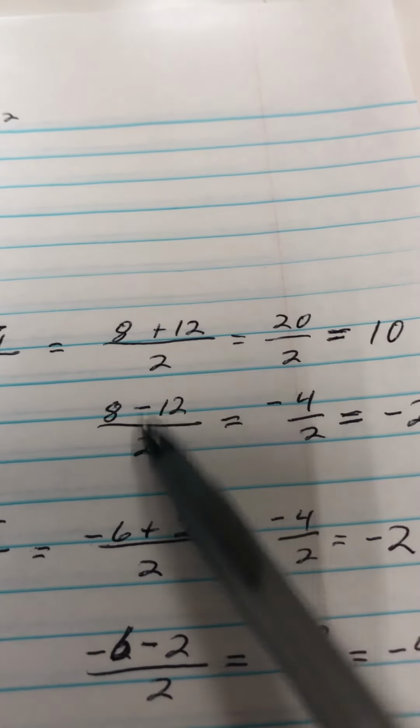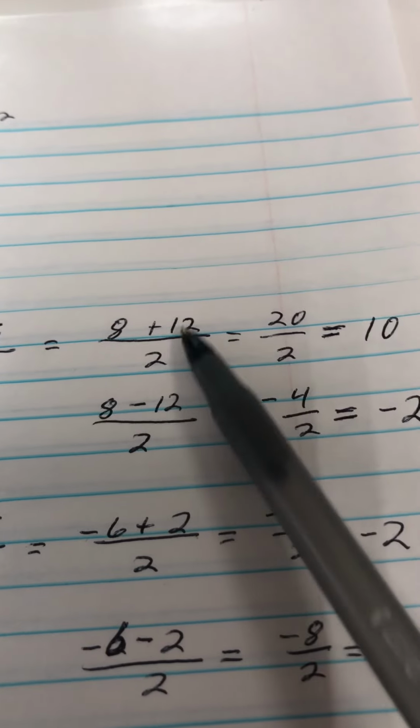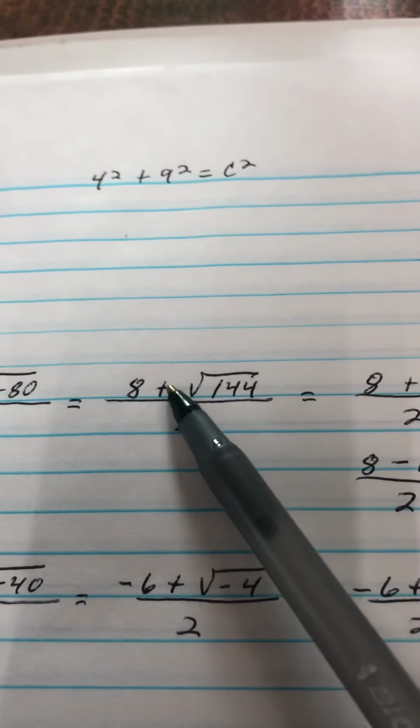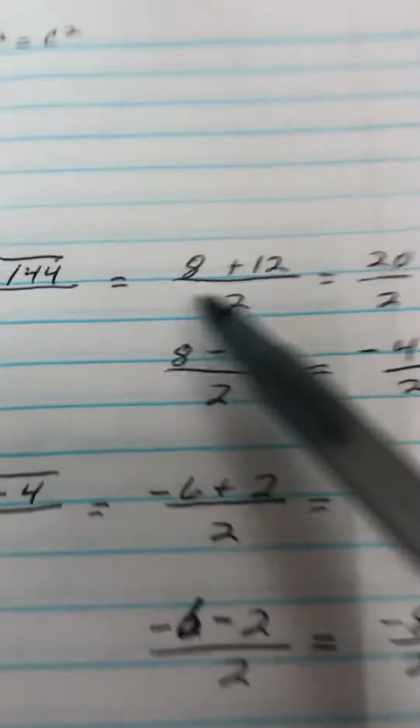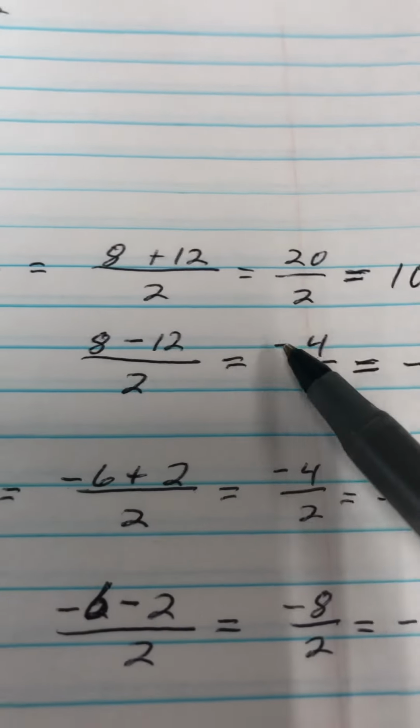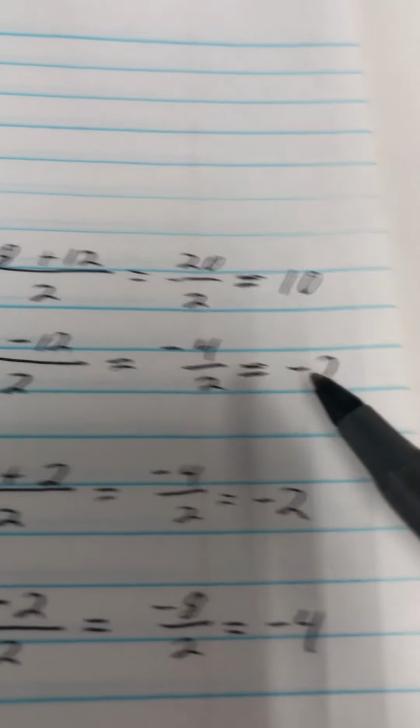And then here's where we do it twice. Here's the end. Remember, this was addition, this was adding. Now we're going to do the subtracting, because remember, we're going to add and subtract. We got to do that end twice. So I'm just going to take 8 minus 12, and you get negative 4. So negative 4 divided by 2 is negative 2.